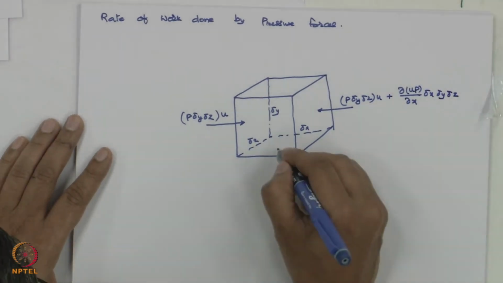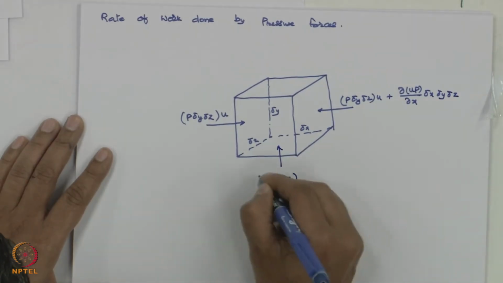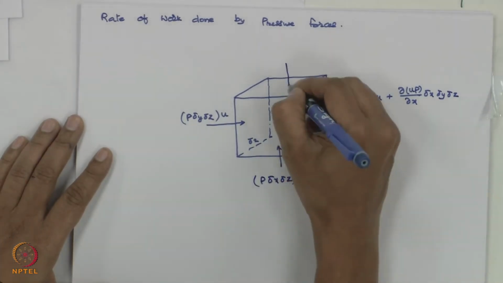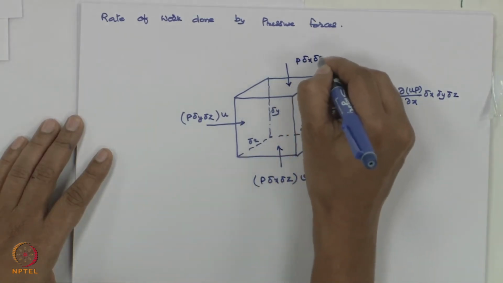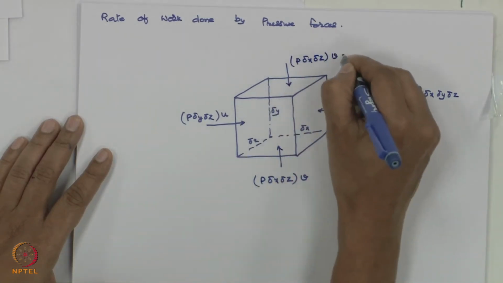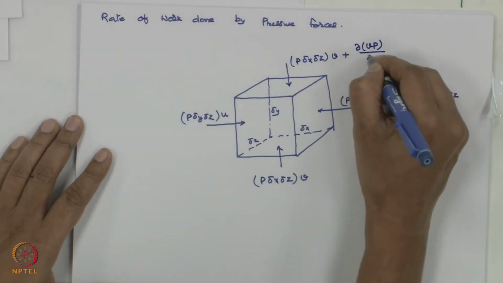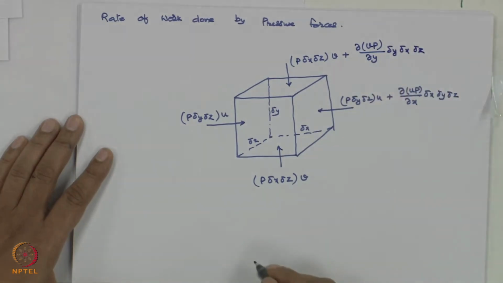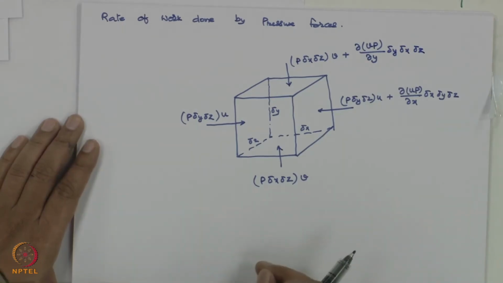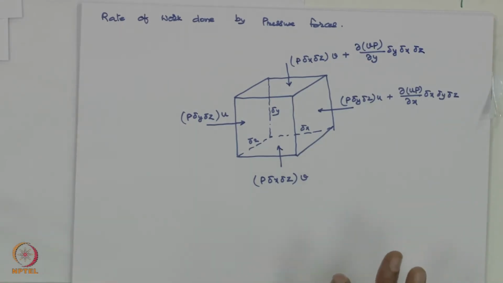So in the y direction you have P delta x delta z into v, and again on the top surface you get P delta x delta z into v, force into velocity, plus del of vp by del y delta y delta x delta z. Okay. Now what to take plus, what to take minus, this always students get confused. Here we need to go a little slow.